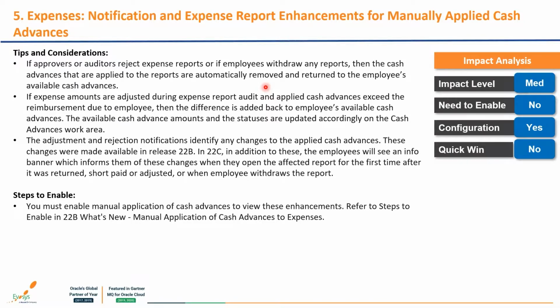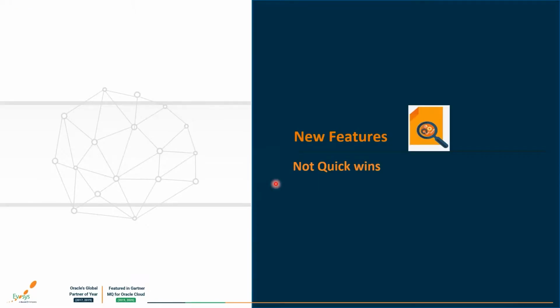So these are the points which we need to consider, and the only catch we have for this update is that we need to enable this 22B opt-in feature of manual application of cash advances, right? If we have opted in to this feature, we will be able to use this functionality. So that was about the quick win updates, right? So now we'll check all the not quick wins updates.